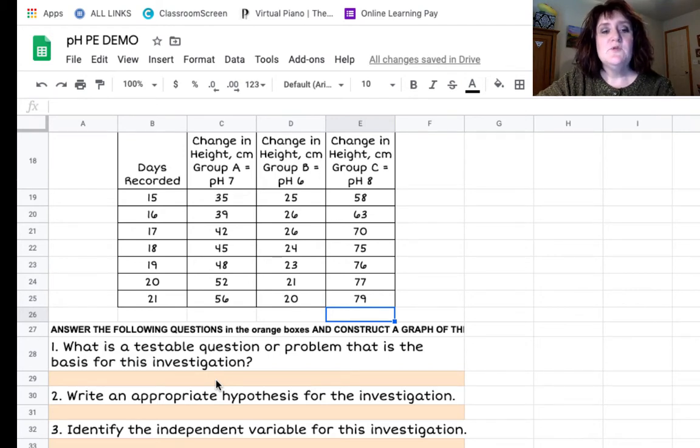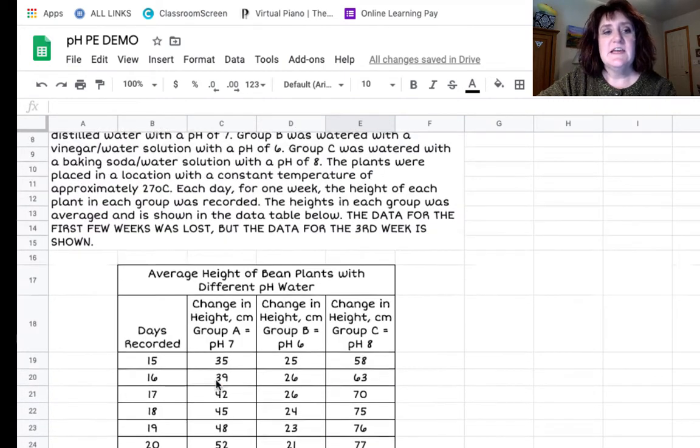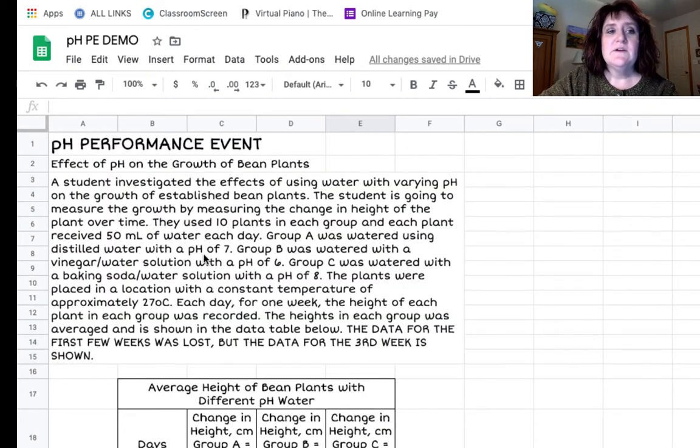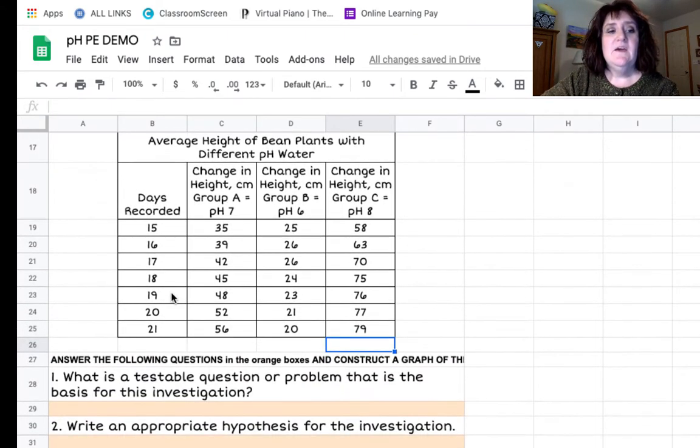1, what is a testable question or problem that is the basis for this investigation? Well, that can be found up here in this paragraph. What are they investigating? What are they trying to determine? Okay. Question 2 says, write an appropriate hypothesis for this investigation.